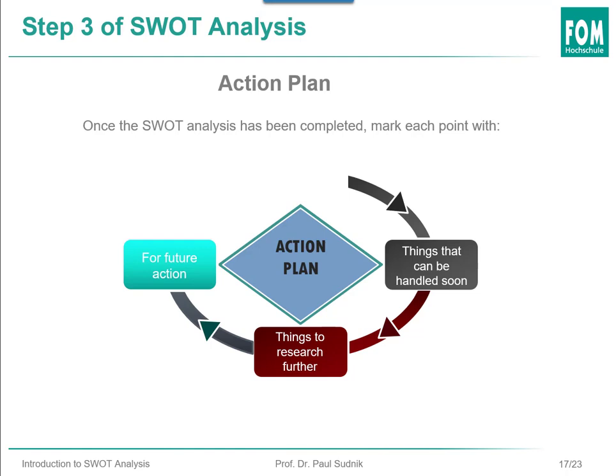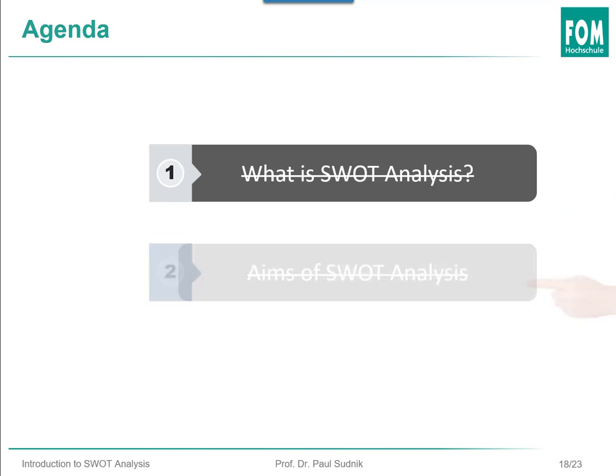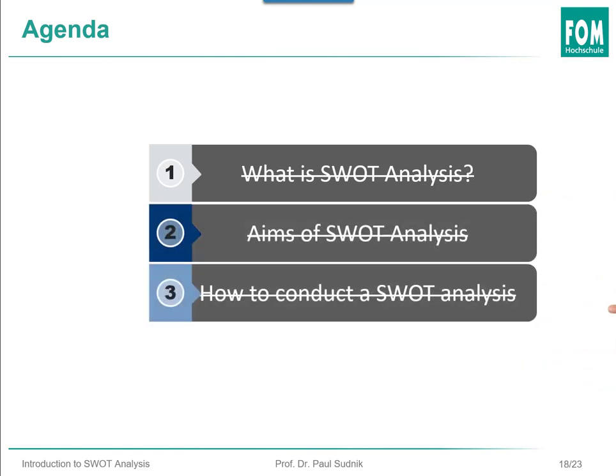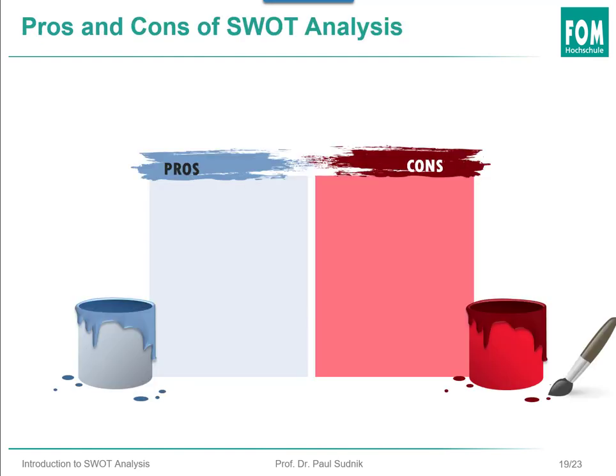And then we mark things that are in the future, things that we can come back to improve our performance later on in the future. But most importantly, we must identify things that we must do immediately. Things that are so urgent that we can't proceed with the rest of the analysis unless we have these things taken care of. So having now looked at what SWOT analysis is, having established the aims of SWOT, and having seen how to conduct a SWOT analysis, let's look at the pros and cons of the analysis and see what the advantages and disadvantages are for you, the manager.